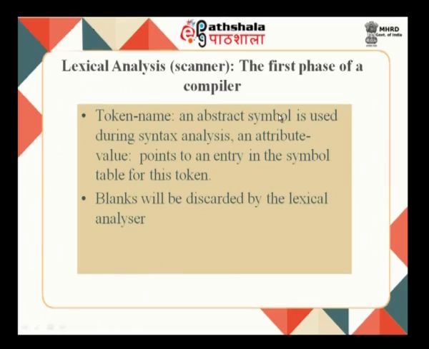The token name is normally an abstract symbol which is used during syntax analysis. An attribute value is nothing but a pointer to the entry in the symbol table for this token. Blanks will be discarded by the lexical analyzer. So, you have a token name and an attribute. The token name is the symbol used during syntax analysis, and the attribute points to an entry in the symbol table for this particular token. So, you are putting it in a symbol table, and the symbol table ID or address will be the attribute it gets.